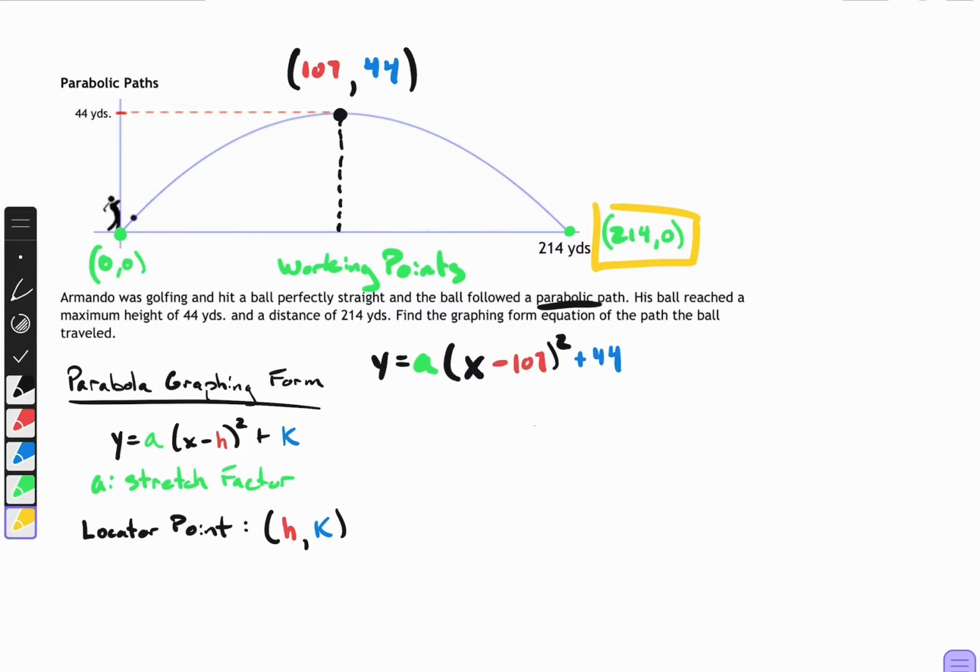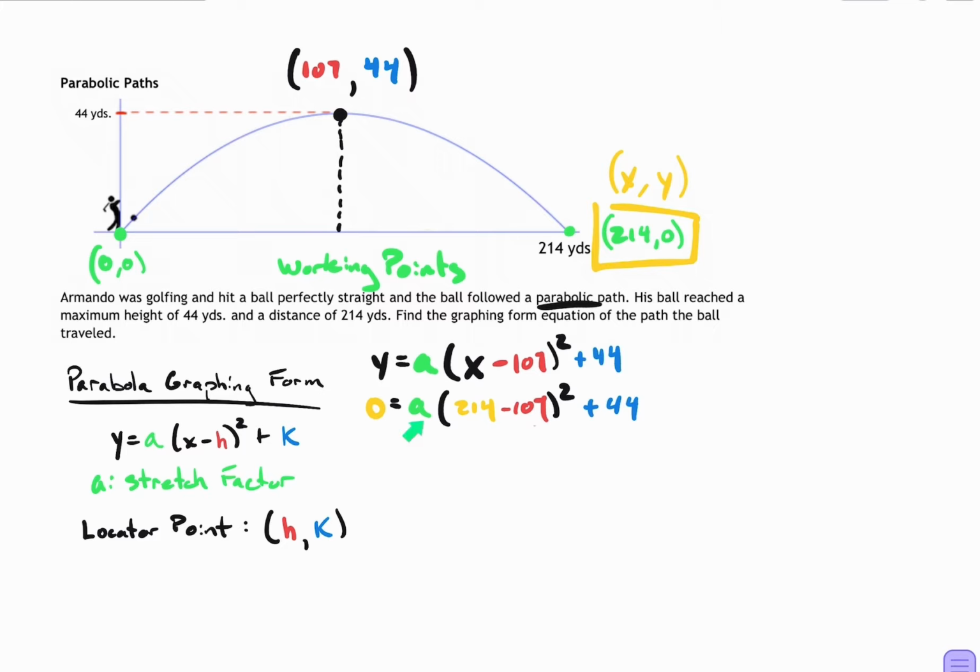I like to pick this one over here on the right side. So that means I'm going to plug 214 in for X because that's an X value that I know and a Y value that I know. So I'm going to plug 0 in for Y here. I'm going to keep my colors the same here. So I have A times X, but now X is really 214. So that's 214 minus 107, quantity squared, and plus 44. From there, we are going to work out this equation.